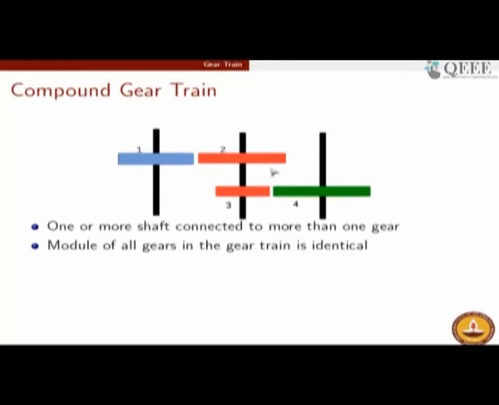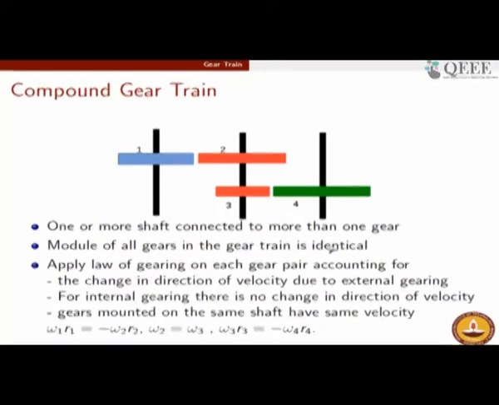So the modules of all the gears in this compound gear train are identical, not by any technical requirement, but in order to avoid confusion even in the assembly line process. So what we will do is that we could apply the law of gearing for each stage, and we will remember that for external gearing the sign is reversed, and for internal gearing the sign does not reverse. So in this case what we have is the following.